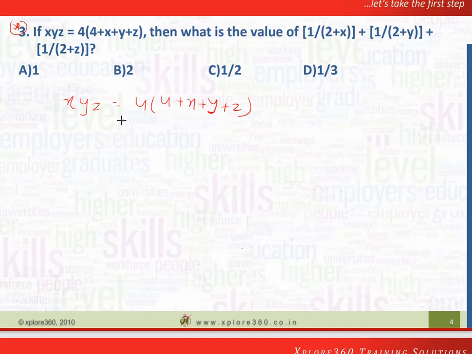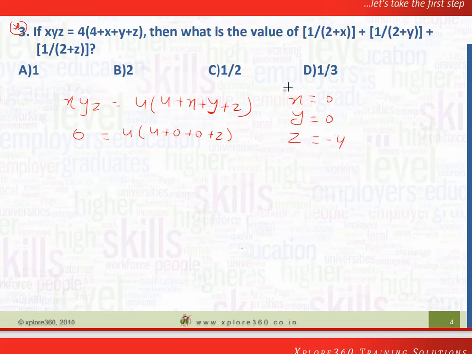This is the equation. Now let us take x equals 0, y equals 0. Don't put z equals 0, otherwise this will not satisfy. So here it is 0. Now this is 4 into (4 plus 0 plus 0 plus z). To make it 0, you have to put the value of z as minus 4. Then it is going to equate.